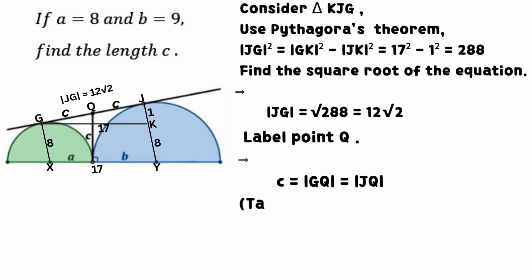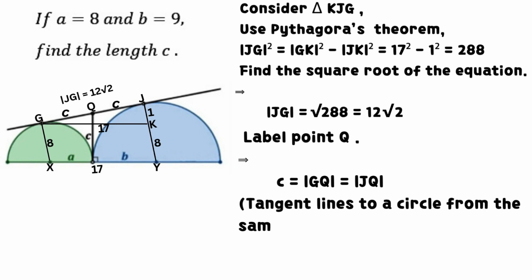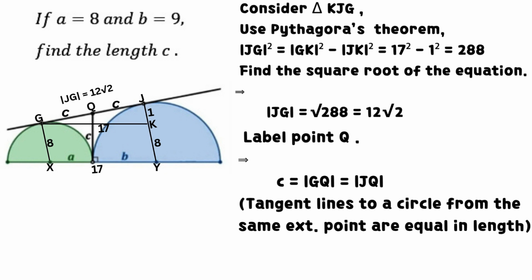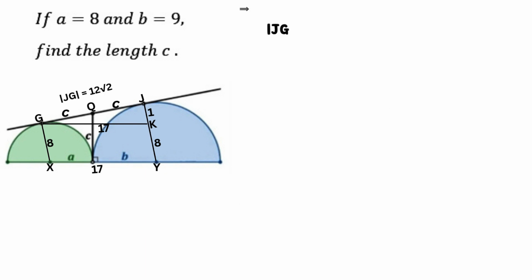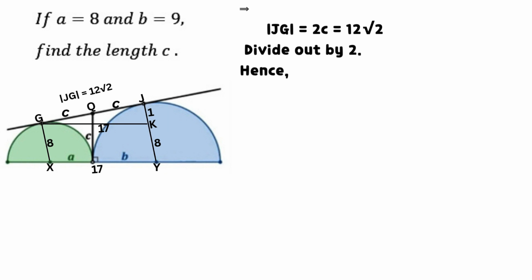Label point Q. This implies that C equals line G, Q, which equals line J, Q. This is because tangent lines to a circle from the same exterior point are equal in length. It signifies that line J, G equals 2 times C, which equals 12 times the square root of 2.